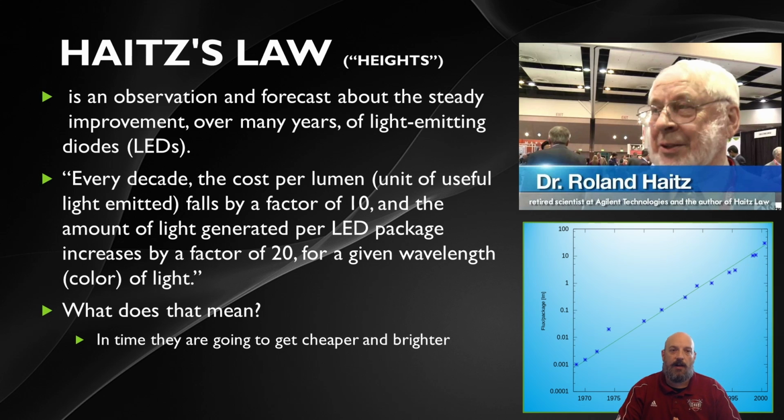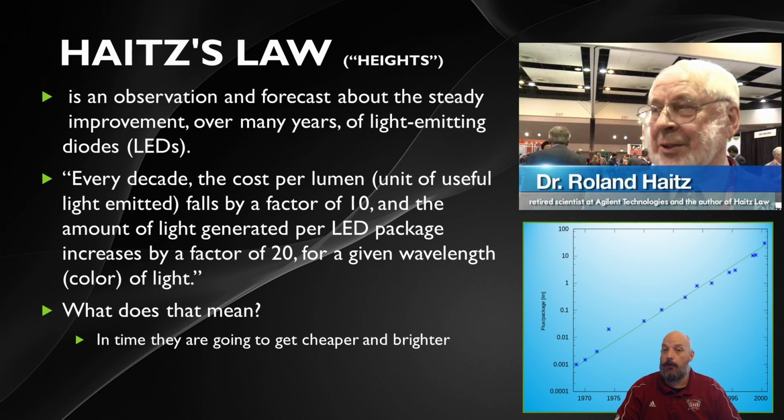a scientific law called Haitz's law. And he basically observed and created a forecast about the steady improvement of technology, and in this case LED lights, over a couple of generations. And Haitz's law states this: every decade the cost per lumen, which is a unit of light emitted, falls by a factor of 10.